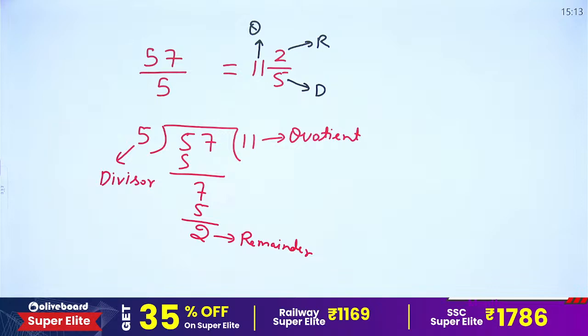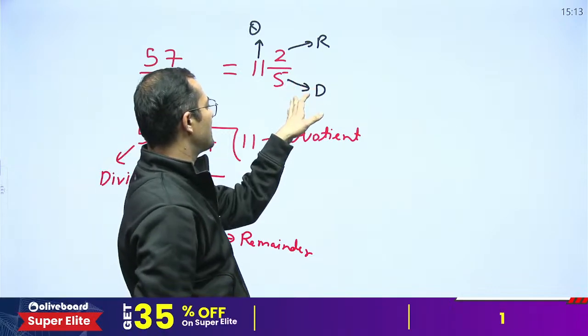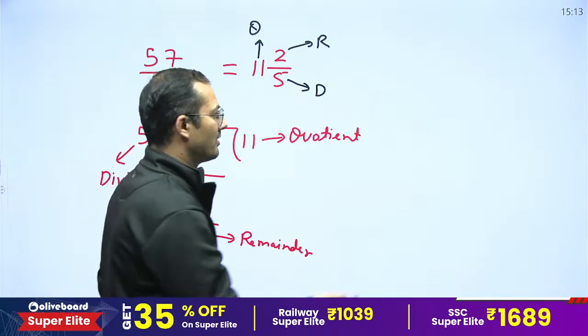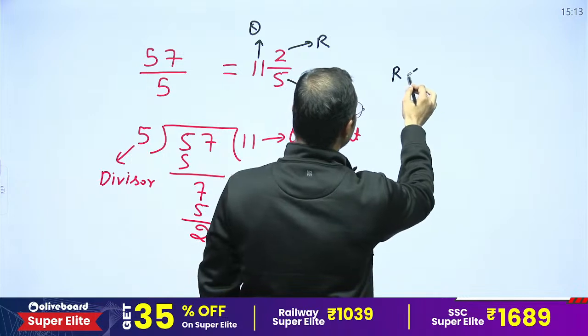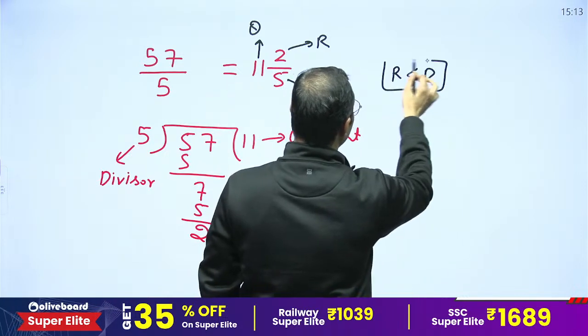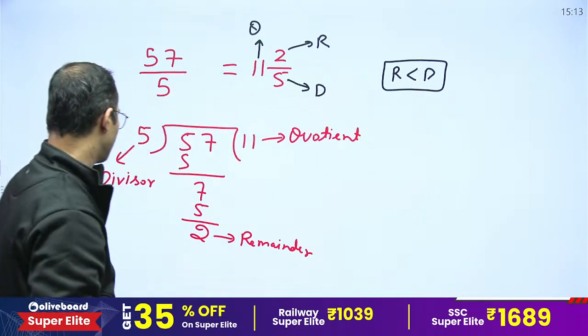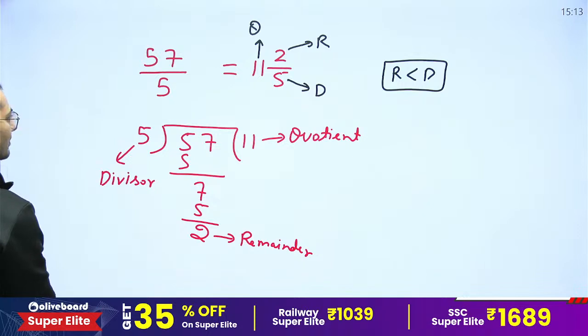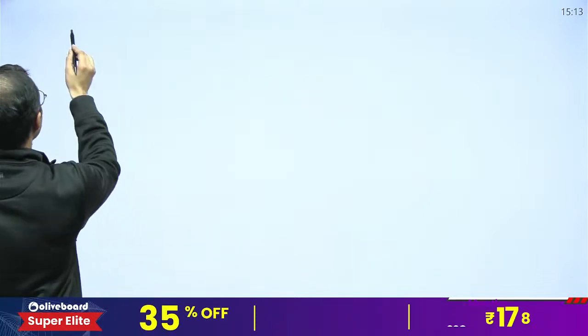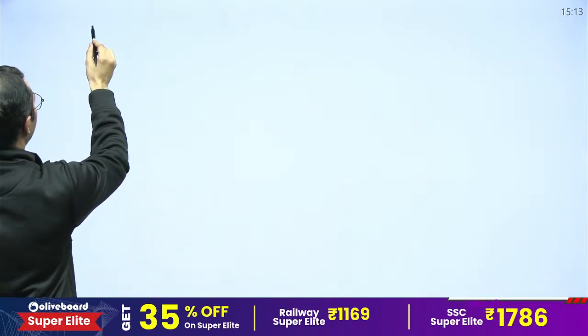Yes. See, so the remainder must always be less than the divisor, right? Only then it is right. So let's take a few more examples. You have to convert them into mixed fractions, right?